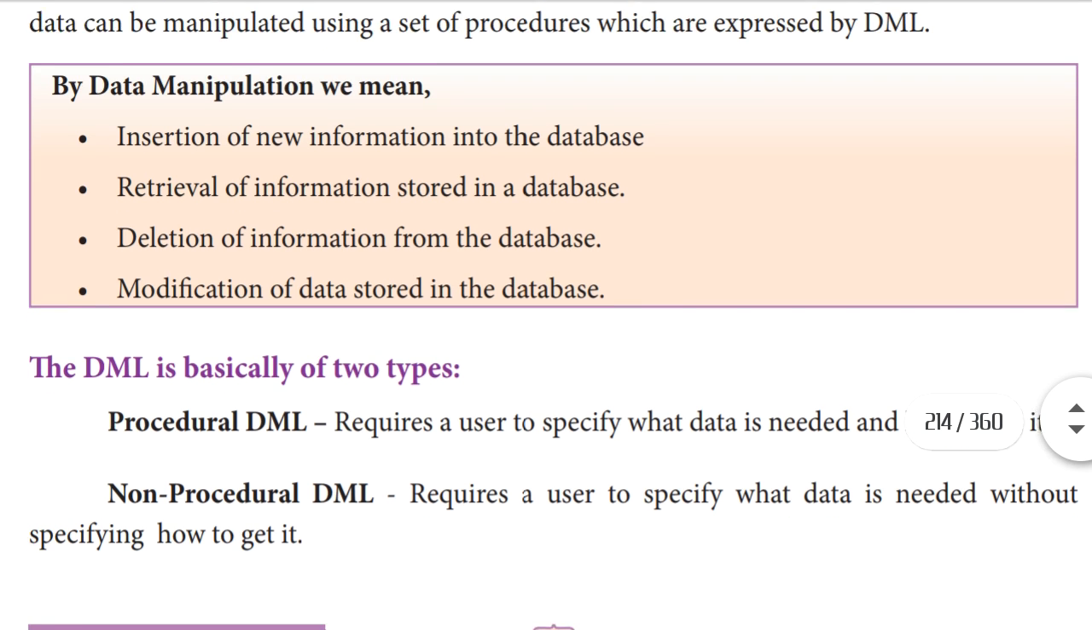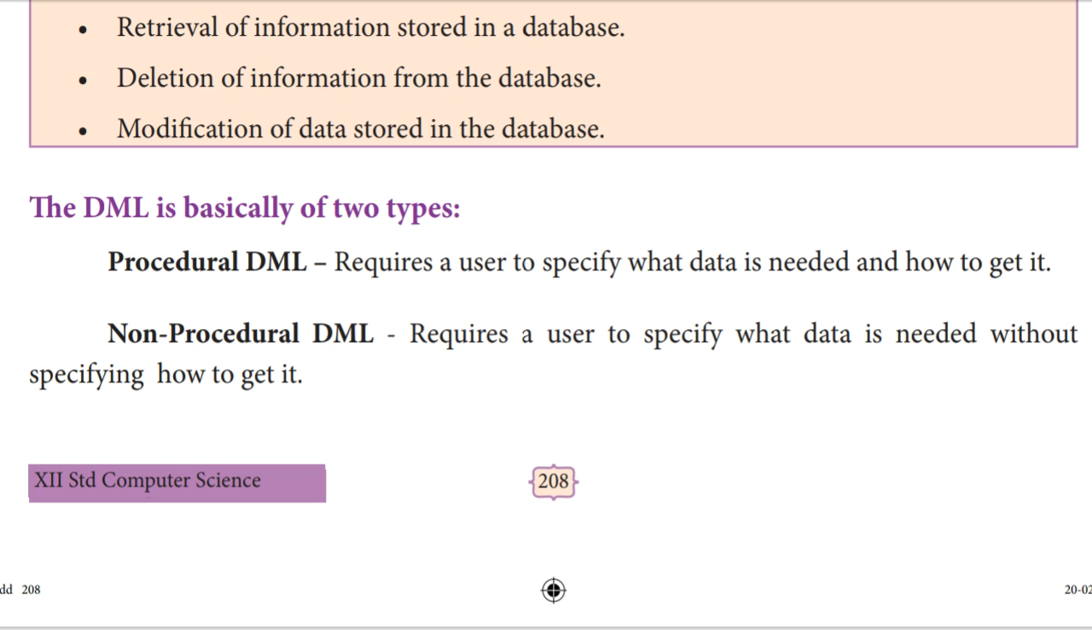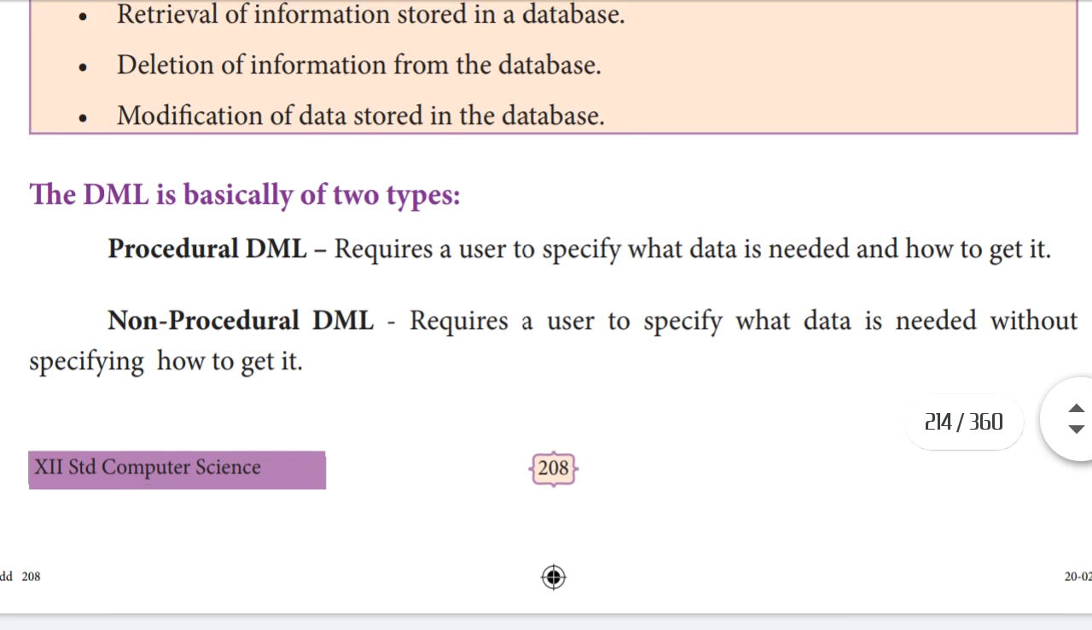The DML is basically of two types. One is procedural DML, another one is non-procedural DML. In procedural DML, it requires a user to specify what data is needed and how to get it. We have to specify what data we need, and at the same time how we can get it, that also we have to specify in procedural DML. But in non-procedural DML, we have to say only what data we need, but we don't have to specify how to get it. So this is the difference between procedural DML and non-procedural DML.